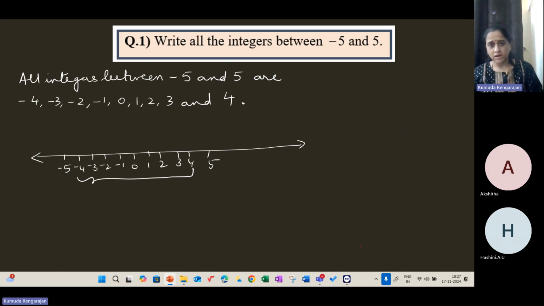Go through this one. Write all the integers between -5 and 5. Between means you should not include -5 and 5. So it will be -4, -3, -2, -1, 0, 1, 2, 3, 4.